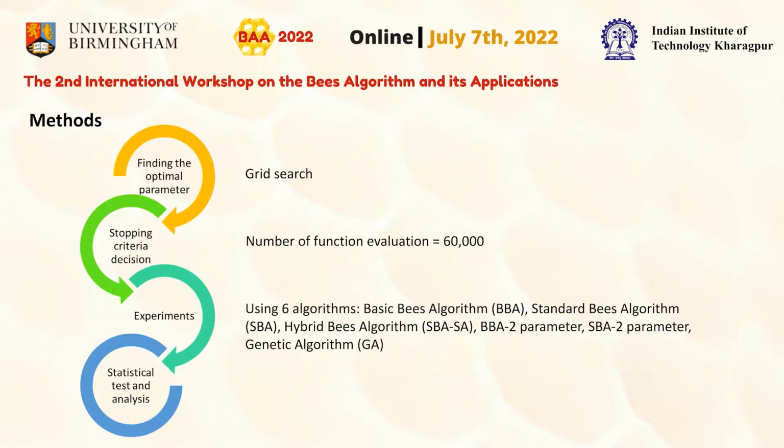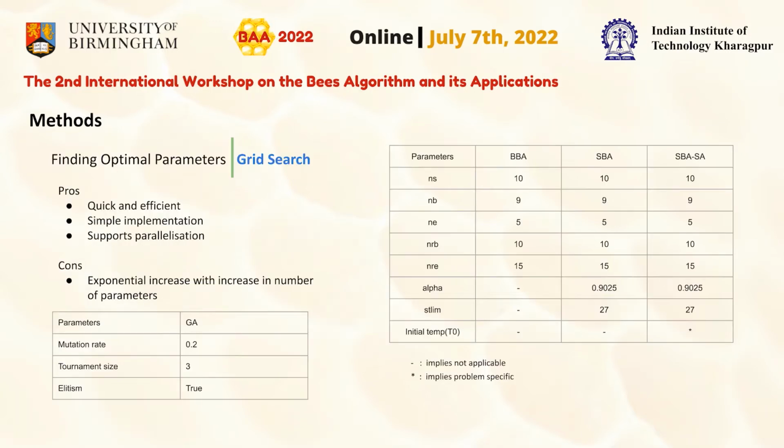Our research is mostly divided into the following steps: finding optimal parameters, deciding stopping criteria, running basic Bees Algorithm, standard Bees Algorithm, hybrid standard Bees Algorithm, 2-parameter basic Bees Algorithm, and 2-parameter standard Bees Algorithm, and the genetic algorithm on a few samples and doing statistical analysis of the results.